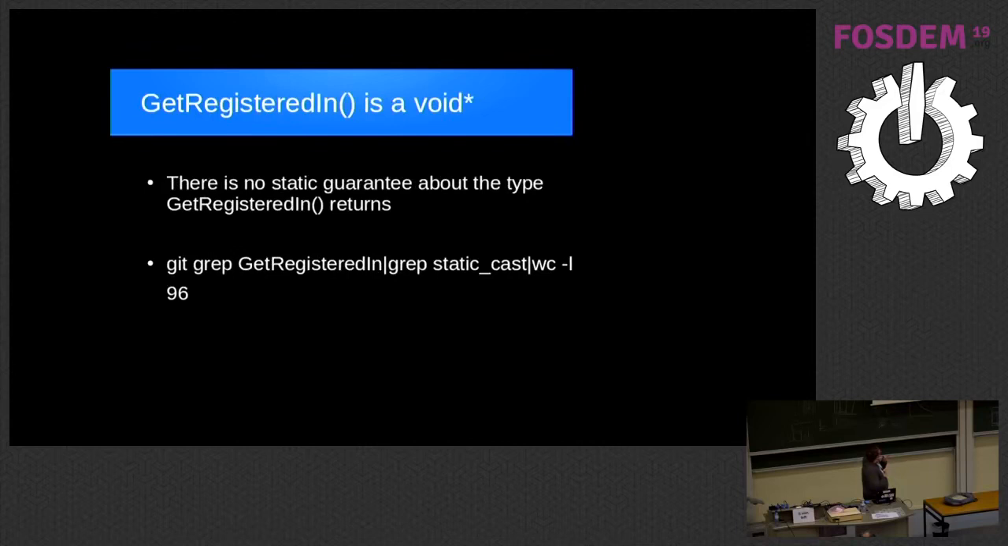And you can see that, for example, this assumption that the thing you're pointing to with a void pointer is the type that you once registered to still happens 96 times in Writer.